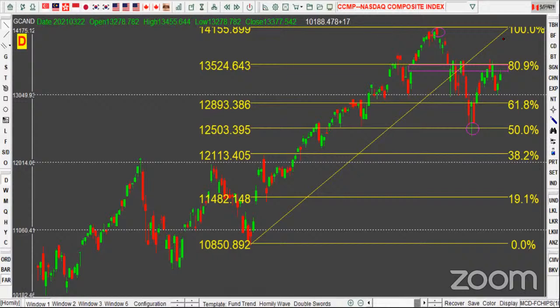Important to check this level. So hope the price can break up. If it can break up, it means at least for the short term, the US market for Nasdaq can be in a rally for at least a short term.